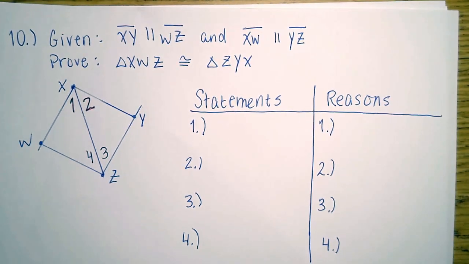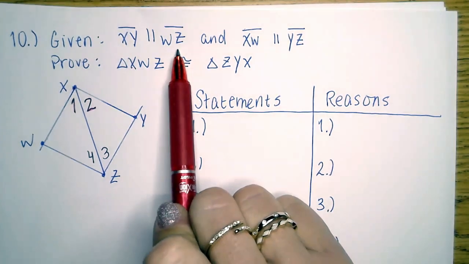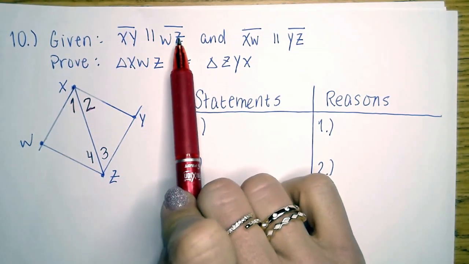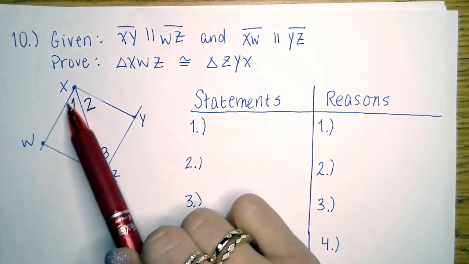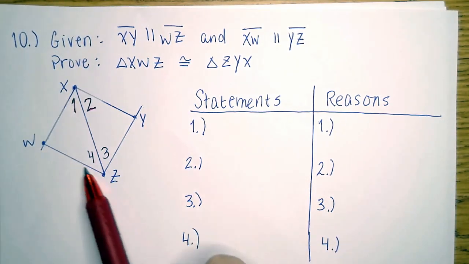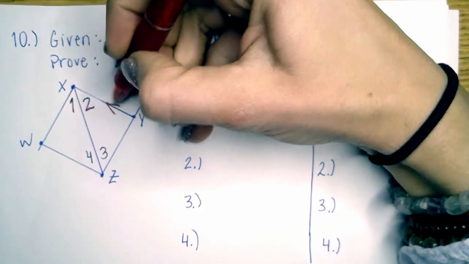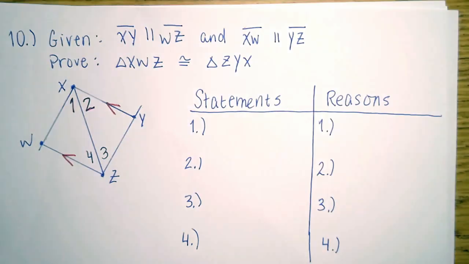So number 10, given XY is parallel to WZ. Again, let me know if I copied something from the book incorrectly. XY is parallel to WZ. Here's XY, here's WZ, and they're parallel. So I'm just going to go in my picture, and I'm just going to mark up that they're parallel with my little arrows.